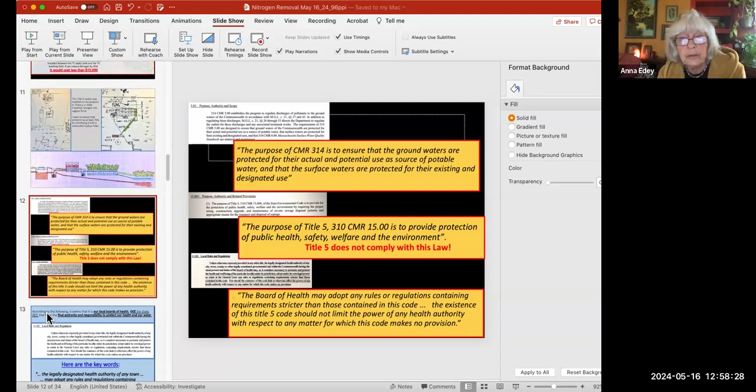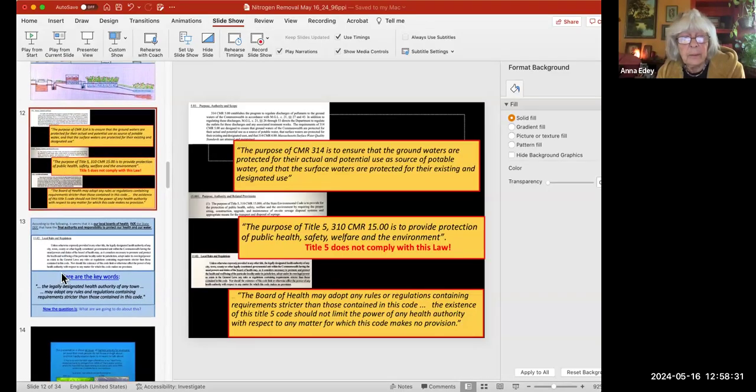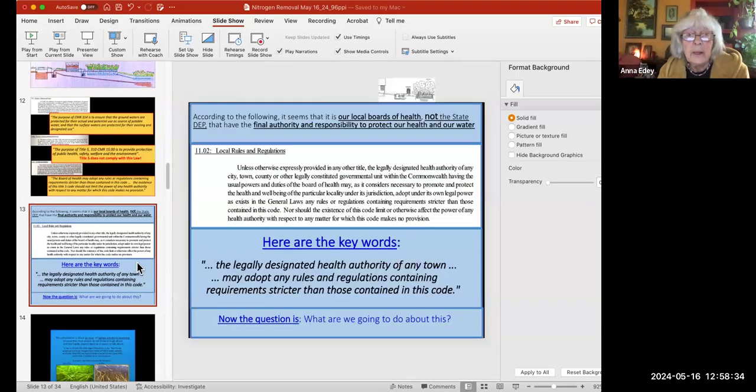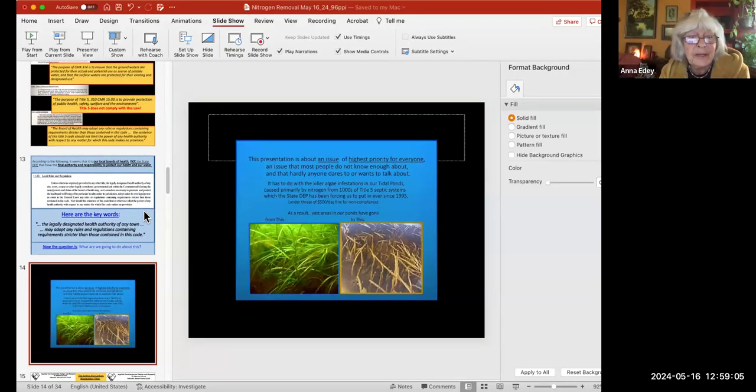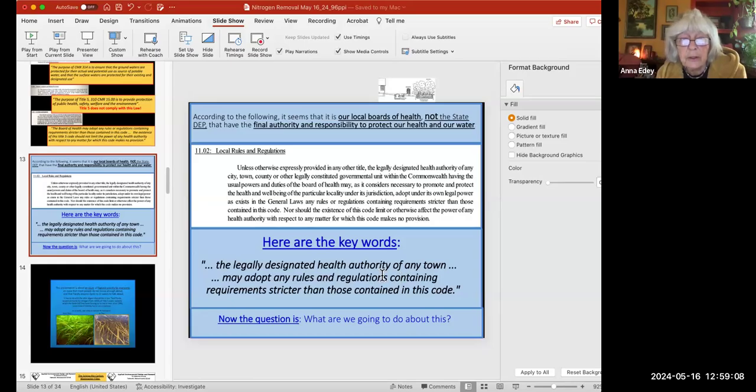In other words, this code does not obey the Clean Water Act law. And here's the final thing. According to the following, it seems that it is actually our local boards of health, not the state DEP, that have the final authority and responsibility to protect our health and our water. And here it is straight out of the law book. I'm not going to read that because the sentences are impossible to understand. Not quite impossible, but here they are. Here are the key words.